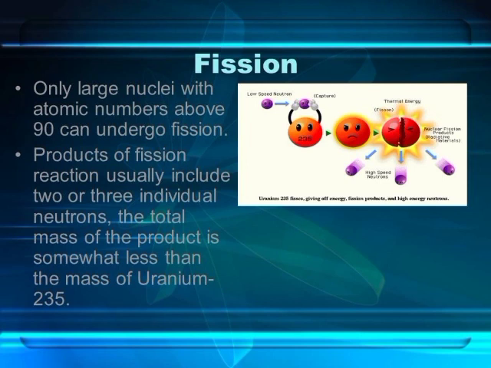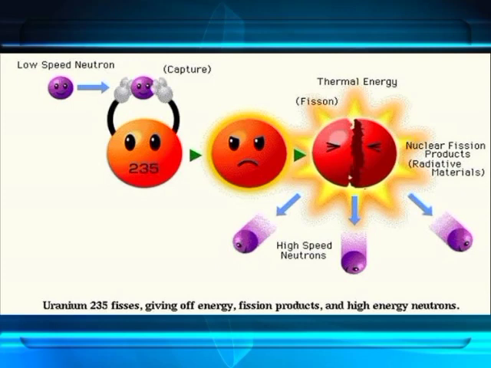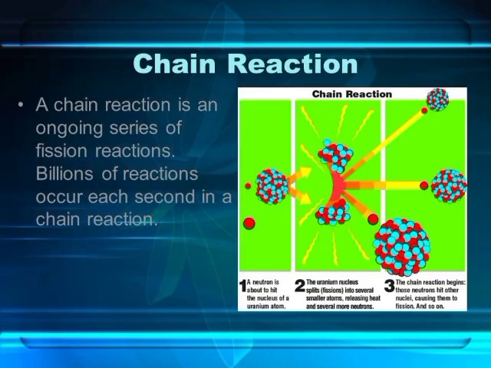So here in our illustration, from low-speed neutron recapture by uranium-235, then nuclear fission reaction occurs, and the products are thermal energy, radioactive materials, and high-speed neutrons, wherein these high-speed neutrons will continue the series of reactions, which is called chain reaction. So what is chain reaction? A chain reaction is an ongoing series of fission reactions. Billions of reactions occur each second in a chain reaction.